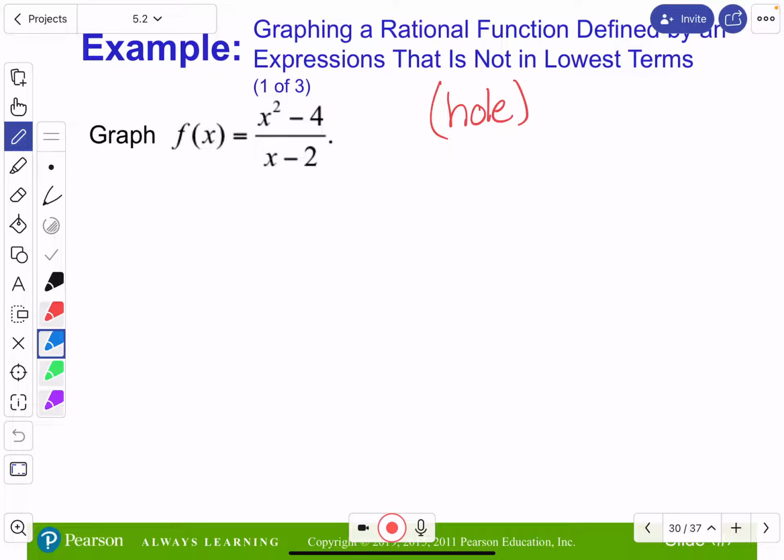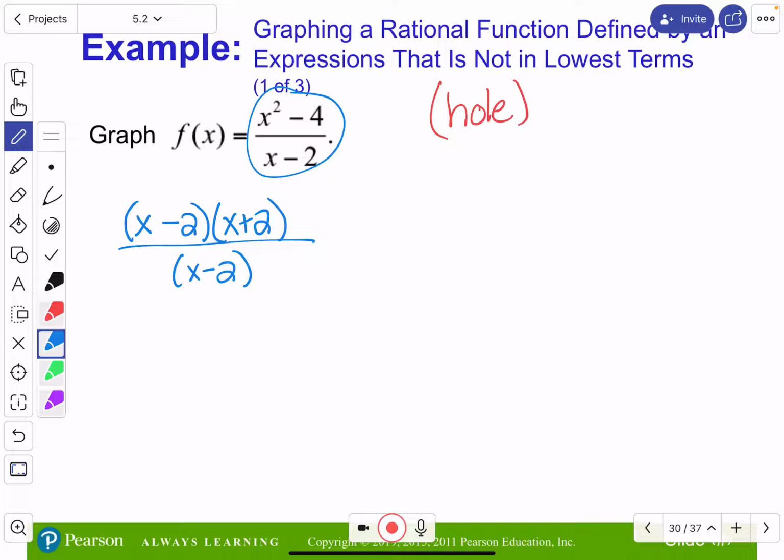Okay, hole in the graph. This is the last thing we're going to do on this section. Make sure that before you start doing your dividing and such, that everything's in lowest terms. This numerator is a difference of squares that breaks up into x minus 2, x plus 2. So this blue is the same as this black. Well, we have x minus 2 on the top and the bottom, so those cancel, making a hole where that equals 0.